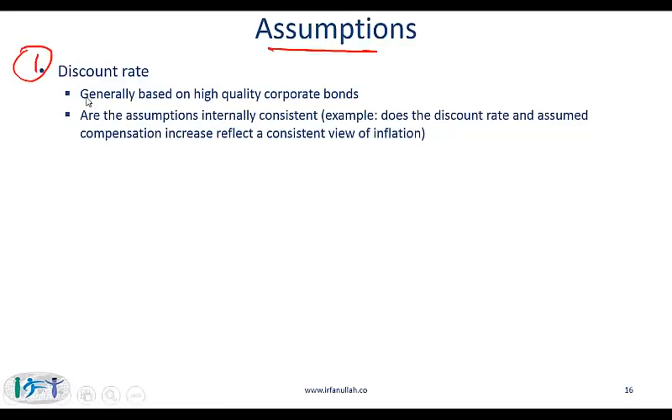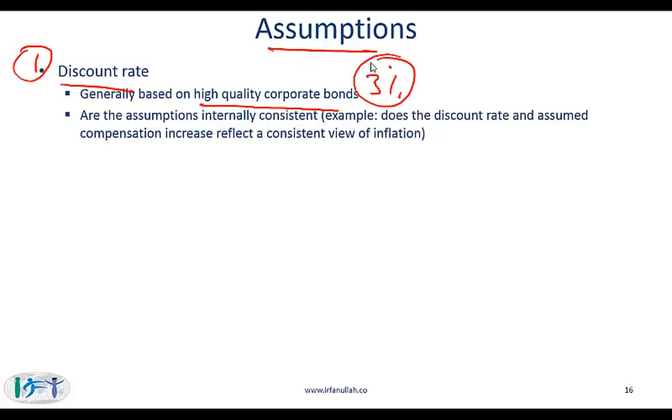The first big assumption has to do with the discount rate. Generally, companies use the discount rate associated with high quality corporate bonds. So if you are in an economy where the expected return on high quality corporate bonds is 3%, then that is the return that is used to discount future cash flows. Are the assumptions internally consistent? So this is something you as an analyst need to look at.